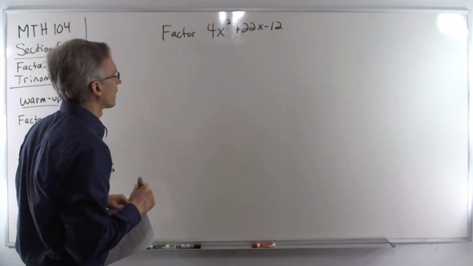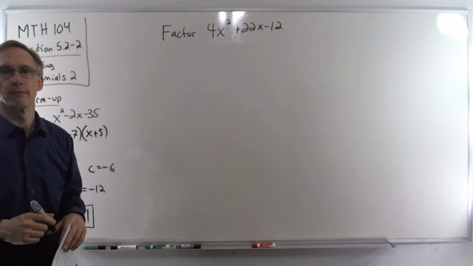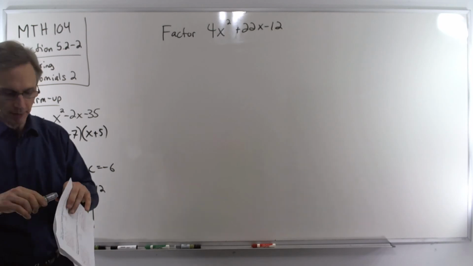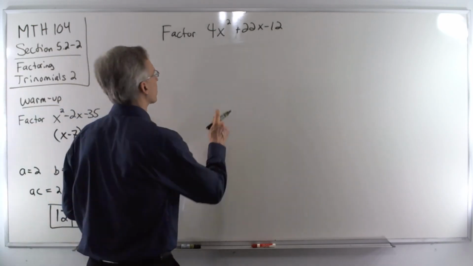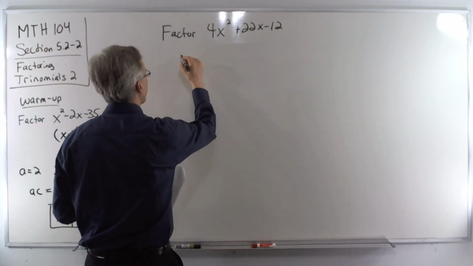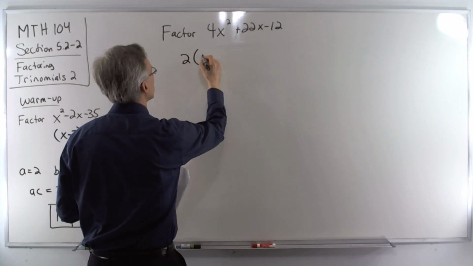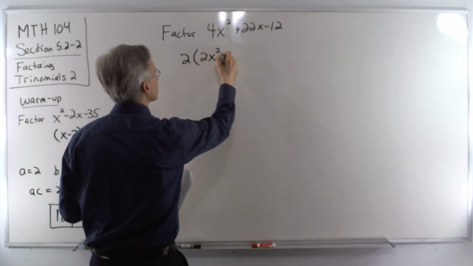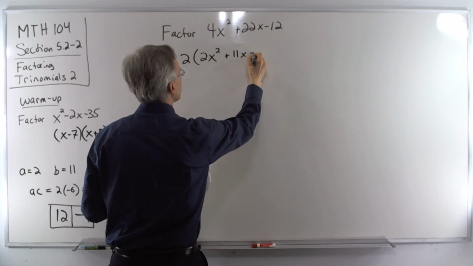Now, with any factoring problem, the first step is always the same. Look to factor out any greatest common factor. Here we've got a greatest common factor of 2, so we can factor that out. That gives us 2 times 2x squared plus 11x minus 6.